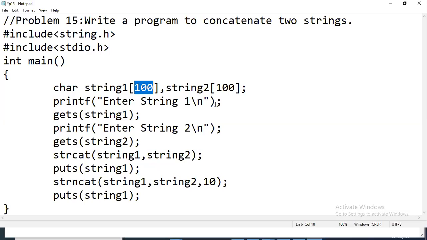If you want to save memory which is reserved, you may give a smaller size here like this. That is also not a problem. So this is the maximum memory we are reserving. So it does not mean that you have to give so many letters.